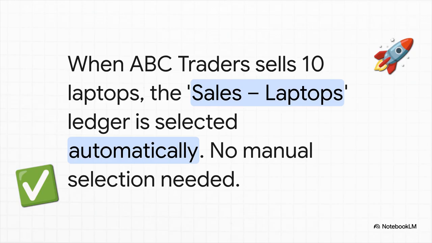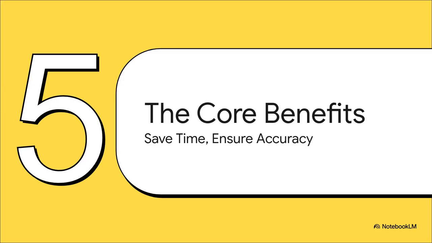So what does this actually look like in practice? The very next time someone at ABC goes to sell, say 10 laptops, they don't even have to think about the accounting. The moment they pick laptops from the item list, bam, TallyPrime automatically puts it in the sales laptops ledger. Done. No clicks, no searching, no guesswork. For a business like ABC Traders, the impact of this one tiny change is just huge, and it's immediate. They're saving time, they're guaranteeing accuracy, and they're boosting their overall efficiency with every single sale.